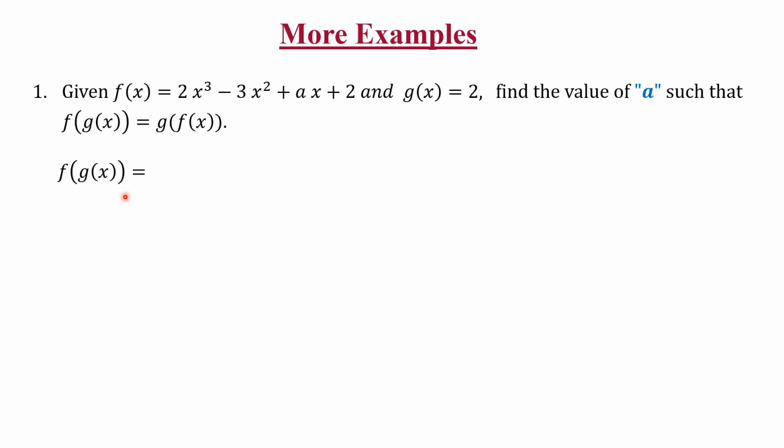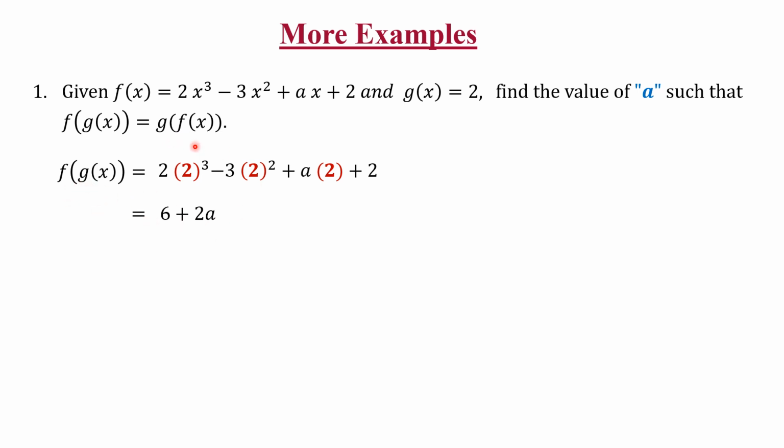So in finding f of g, we will put the g function inside the f. So we will have 2 times 2 cubed minus 3 times 2 squared plus a times 2 plus 2. So this is placing g of x for every x in the given function. Then, evaluating this, it will give us 6 plus 2a. So this is our f of g.